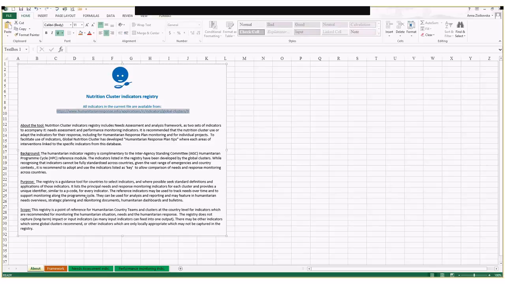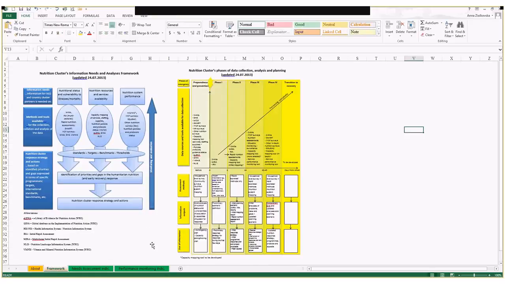So before we go to the indicators, I just want to quickly present to you the framework for nutrition cluster information needs and analysis, which you can see here in blue. According to our needs assessment and analysis framework, we separate all the information needs into three big categories. The first one is nutritional status and vulnerability to illness and mortality, which is actually a measure of the nutrition status of the population, such as, for example, global acute malnutrition or micronutrient deficiencies or exclusive breastfeeding rate.